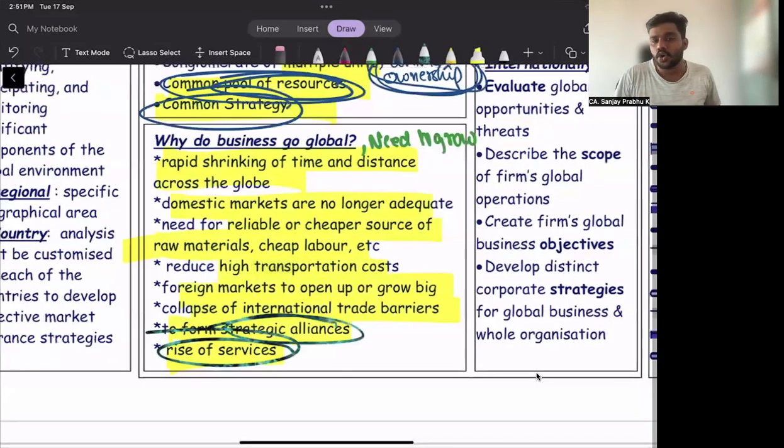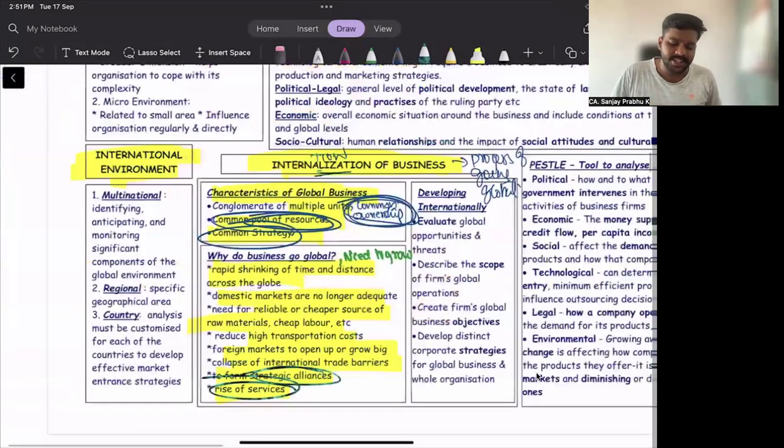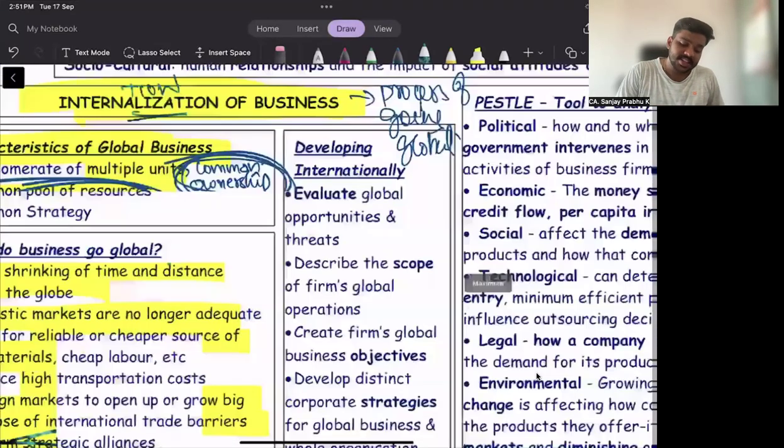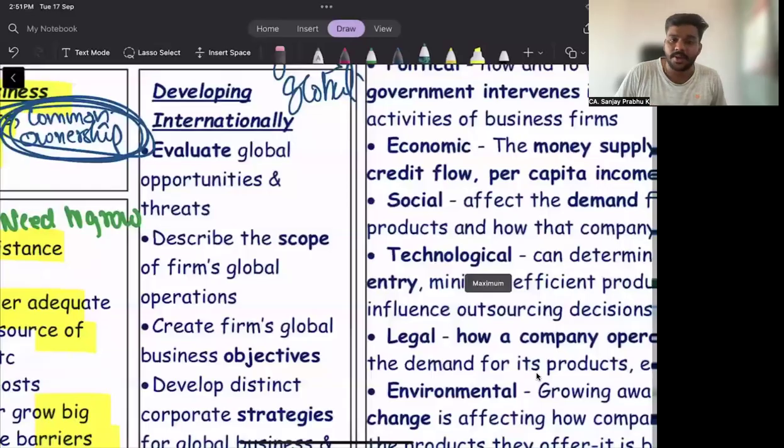So why do companies go global? First, the need to grow, then cheap labor, reduction in transportation costs, cheap source of raw materials, then the domestic market no longer being adequate, the collapse of trade barriers, the rise of services, and so on. So please go through these points. This question is very important.